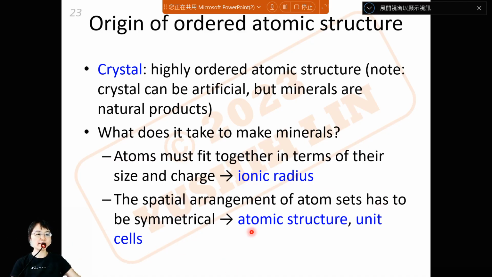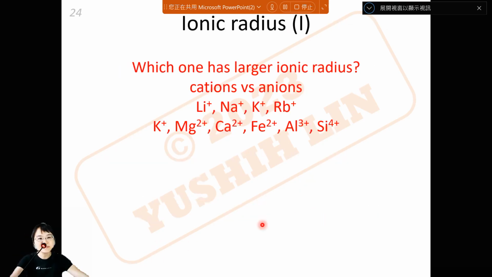So we need to talk about atomic structure. And this basic unit is the so-called unit cell. It is a different concept compared to polyhedron in your assignment. I will tell you later. First, we need to talk about ionic radius, which is the radius of the ion. Is it bigger or smaller? Apparently, this depends on the electrons, because nuclei are usually very small. So usually this depends on the electrons.